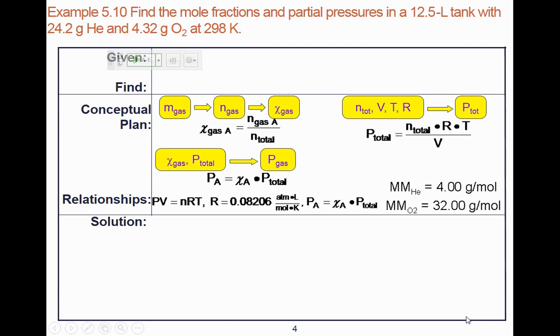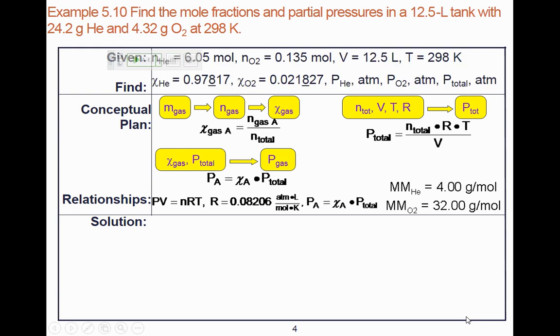Now we can figure out our mole fraction. Our mole fraction of He we'll start with, and that's going to be our amount of moles of He, which we just calculated, 6.05, divided by our total moles. And you would expect this to be the higher percent of the gas because we have more of it. We have a lot more moles of He. So that's going to contribute more to the pressure, because remember, the more moles, the higher your pressure. So you should already be able to think about this conceptually.